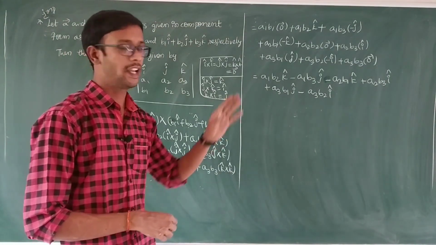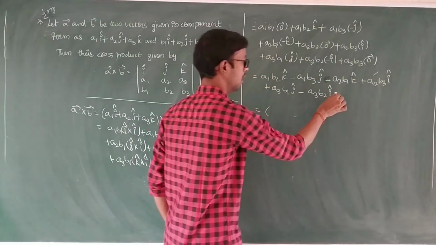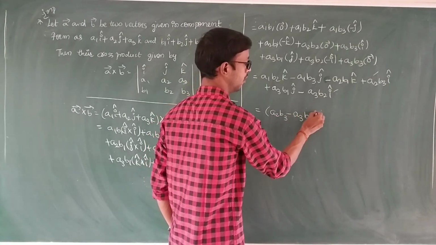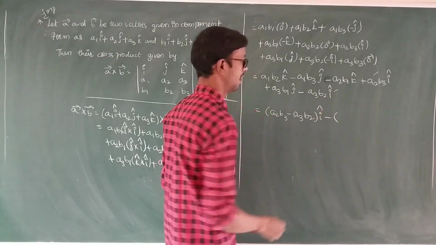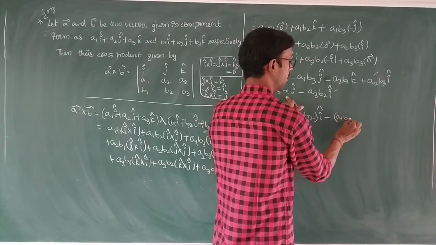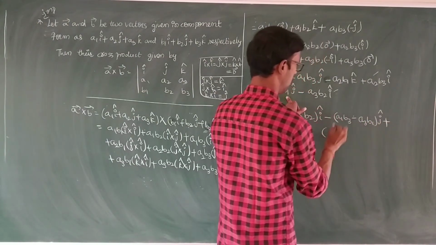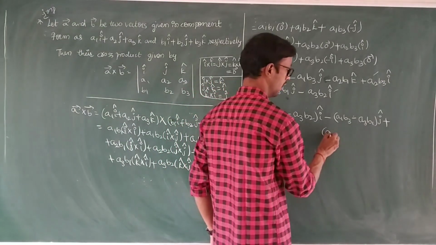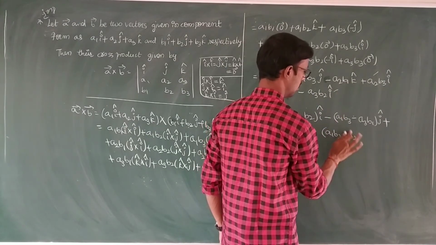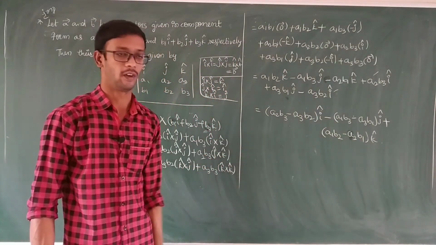Next step, taking i cap common: A2 B3 minus A3 B2 i cap. Taking minus j common: A1 B3 minus A3 B1 j cap. Plus taking k cap common: A1 B2 minus A2 B1 k cap.